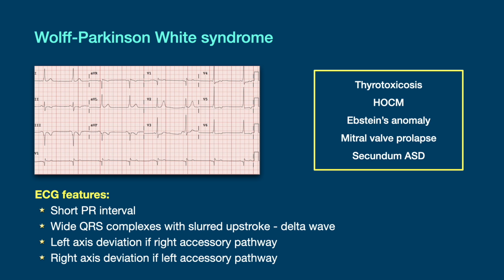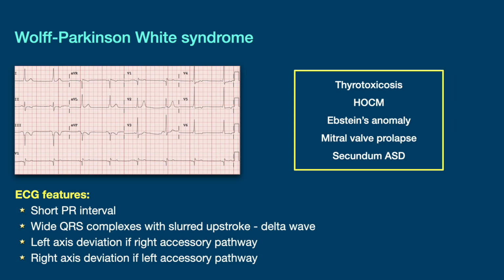The possible ECG features include short PR interval, wide QRS complexes with a slurred upstroke, delta wave, left axis deviation if right-sided accessory pathway, and right axis deviation if left-sided accessory pathway. The associations of WPW syndrome include HOCM, mitral valve prolapse, Ebstein's anomaly, thyrotoxicosis, and secundum ASD.